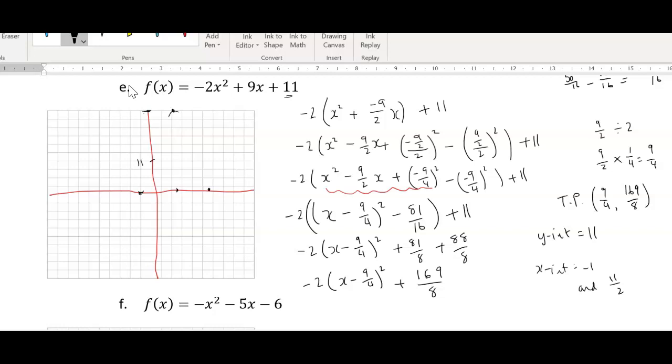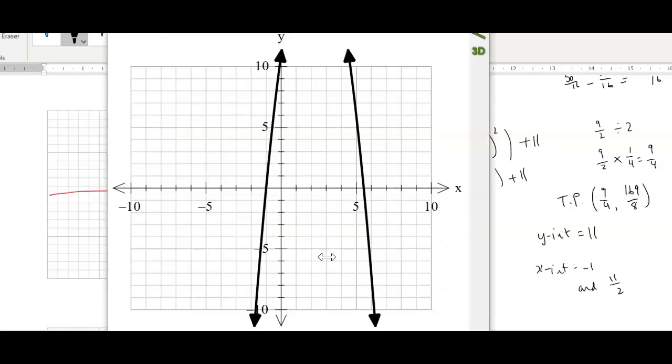All right, so let's just sketch it. Oh gosh, this is terrible. All right, so 11 on 2, negative 1. What was this one? 9 on 4. And then up here we had 169 on 8. I sketched it on this program, so I'm just going to maybe do it again on here. It's going to let me.